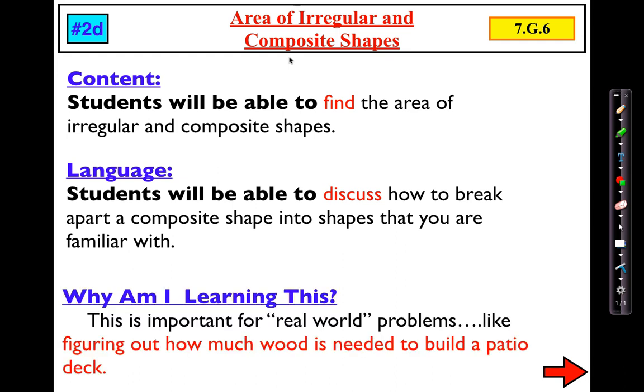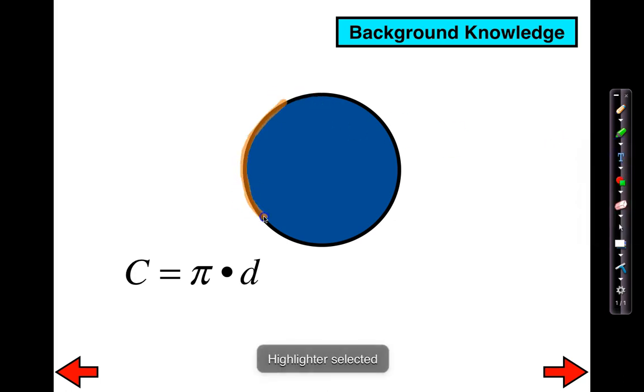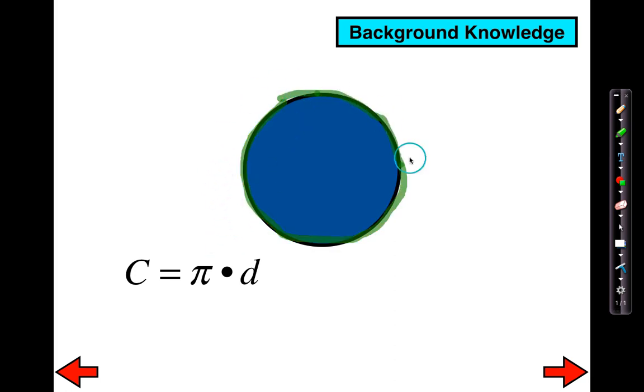Well, it's important for real-world problems like figuring out how much wood is needed to build a patio deck. So first, let's go over some background knowledge. Here, what is the circumference? First, it's good to understand that the circumference is simply the distance around the circle. So you could think of it as the outline of the circle. So how do we find the circumference of a circle? You simply take pi and multiply that by the diameter.